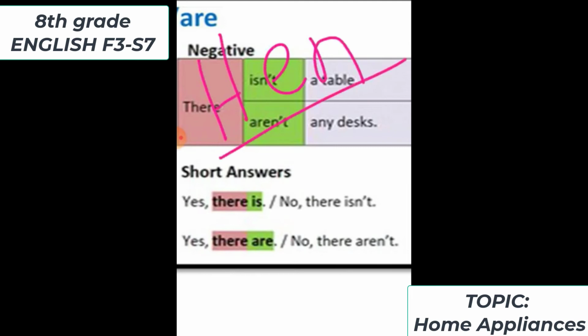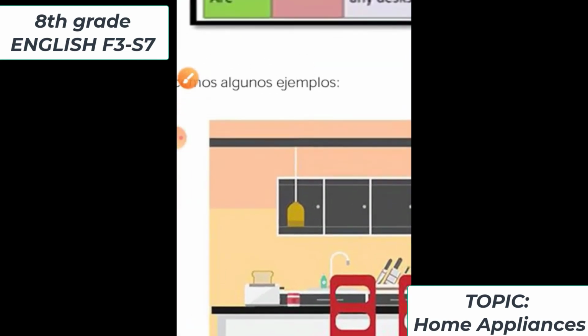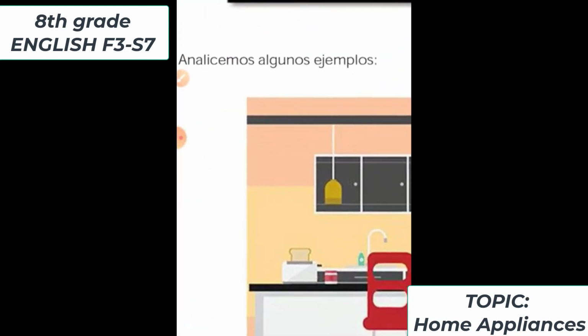Is there a hen in your house? Yes, there is. Is there a hen in your house? No, there isn't. Okay, it's a short answer, respuesta corta. Now, let's analyze some examples.